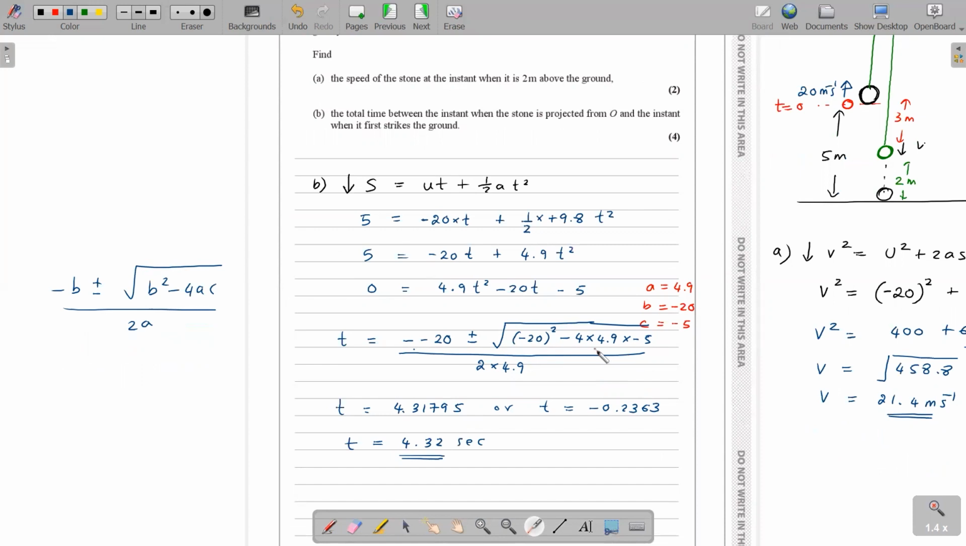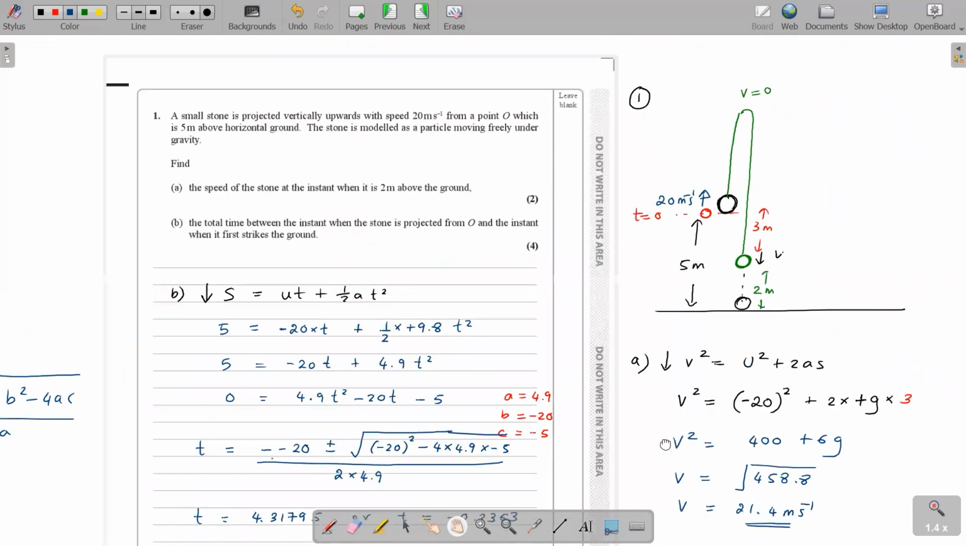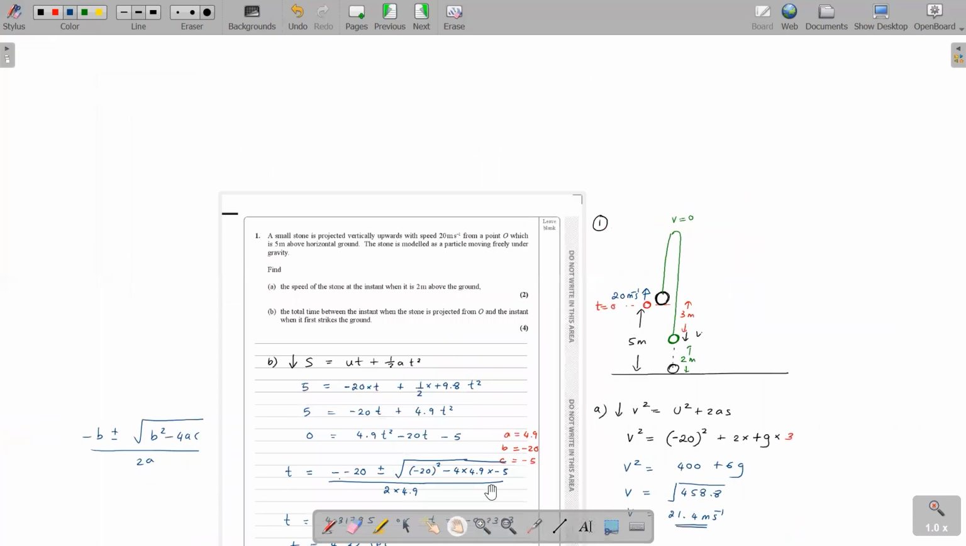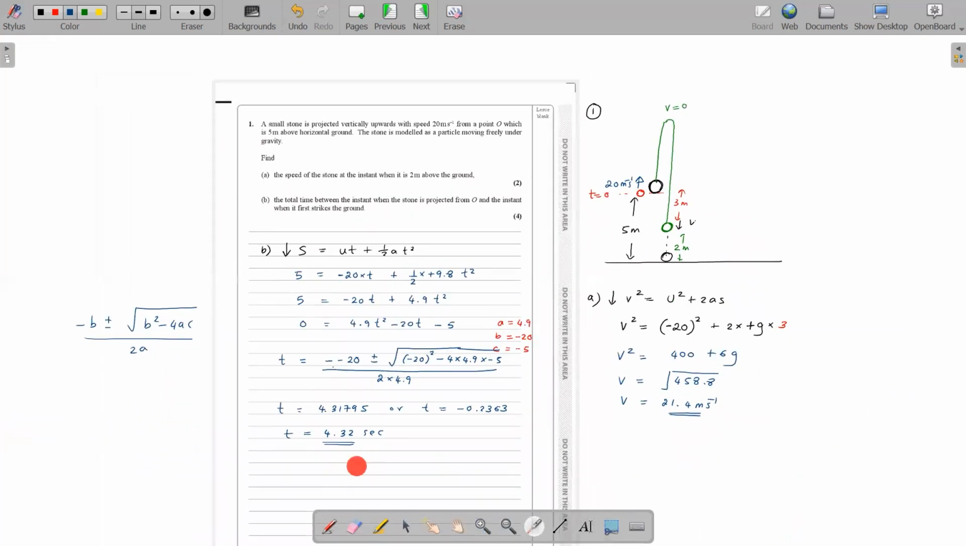Okay, but this is not the only way to get 4.32. Some of you might do this in a different way. There are many other ways of doing this same sum. What are the other ways? For example, you could find the time taken to go from point O to this displacement 3 meter point. Because you already have the final velocity, you could find that time and then find the time taken to go for the remaining 2 meters and add the 2 times. So there are many other ways to get this answer as well. End of the day, all answers must be equal to 4.32 seconds, correct to 3 significant figures.